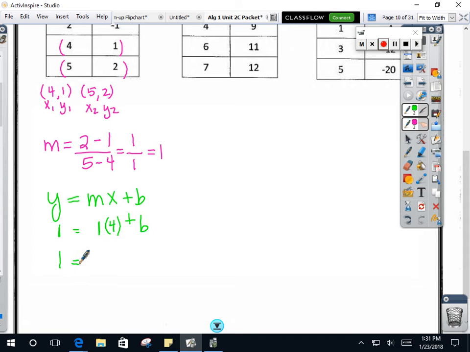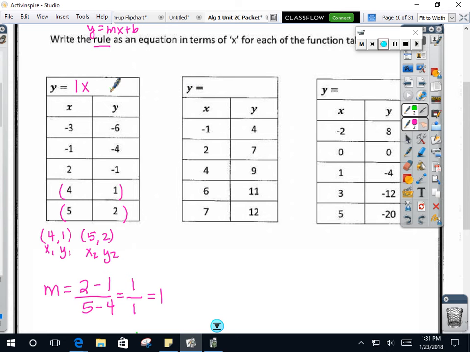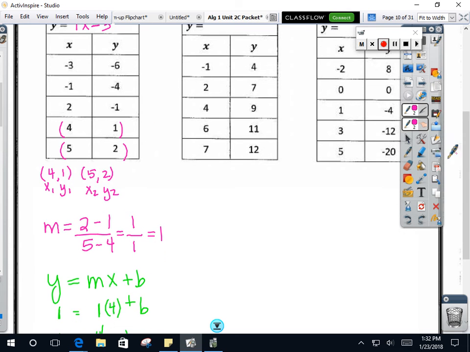1 equals 1 times 4, which is 4, plus b. Now to get b by itself, you just subtract that 4, and so b equals negative 3. So y equals 1x minus 3. So that's one way to work this problem. Pick 2 points, find the slope, that's your m, then plug it in the m place, pick another point, or use the same one, plug in the x and y, and get b by itself.